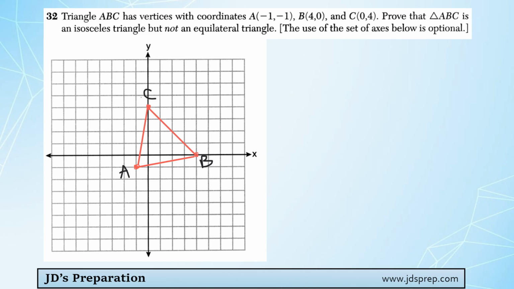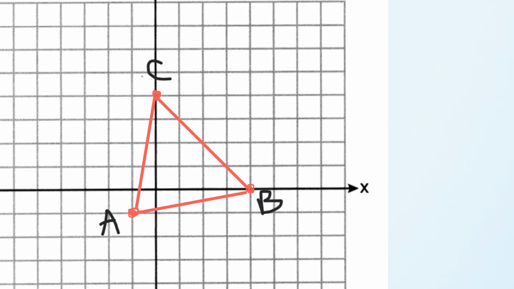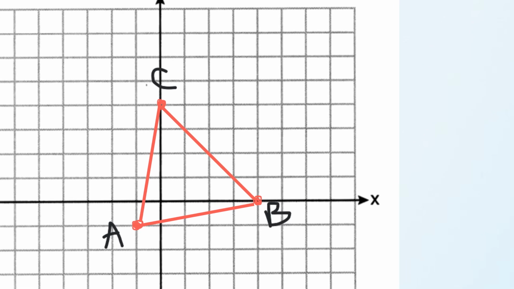Another way is to use the Pythagorean theorem to help us out, and that's the method I'm going to do. Let's start by looking at the length from B to C. What we can do is create a right-angled triangle outside of the actual triangle here, where the hypotenuse is the distance that we're looking for.